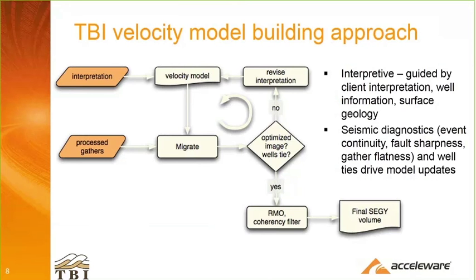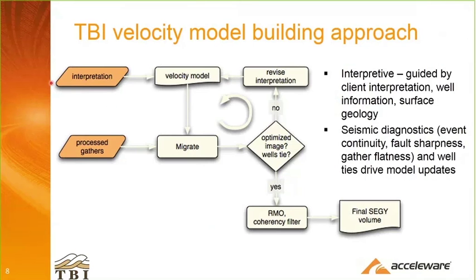Because of that, at TBI we take an interpretive approach to our velocity model building. So it's guided by client interpretation, well information, surface geology. And we use our seismic diagnostics, including event continuity, fault sharpness, and gather flatness, and also well ties to drive our model updates. I've got a schematic on the left here showing what our velocity model building routine looks like.